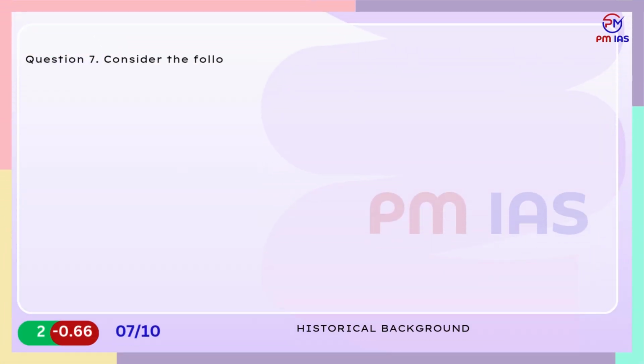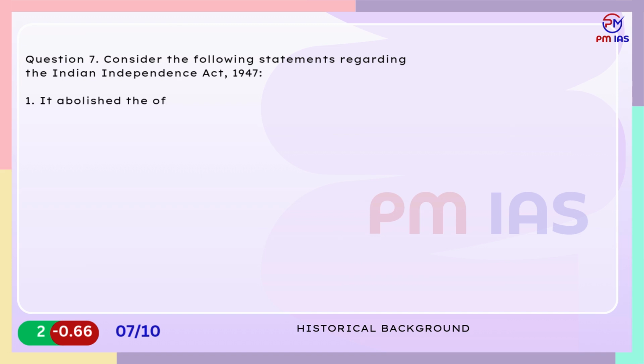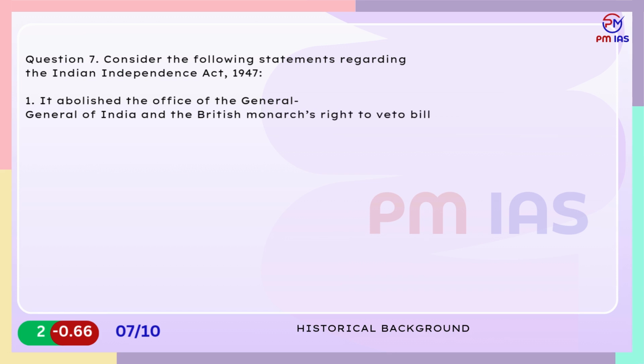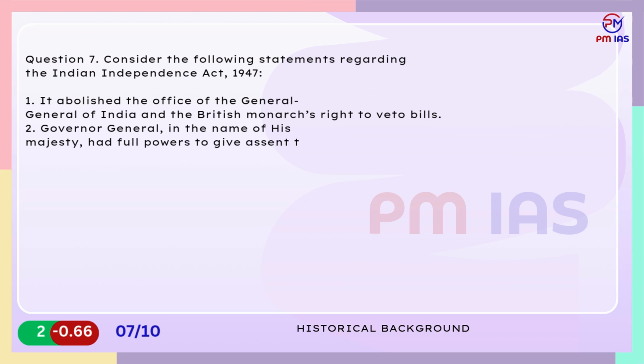Question 7. Consider the following statements regarding the Indian Independence Act, 1947. 1. It abolished the office of the Viceroy of India and the British monarch's right to veto bills. 2. Governor-General, in the name of His Majesty, had full powers to give assent to the bills. 3. It abolished the office of the Secretary of State.